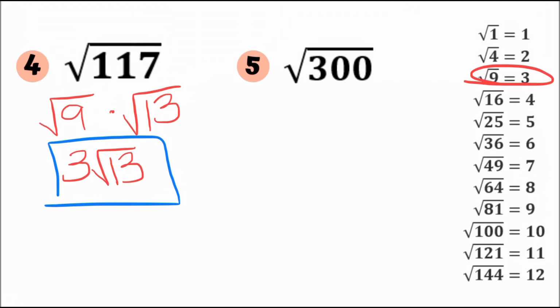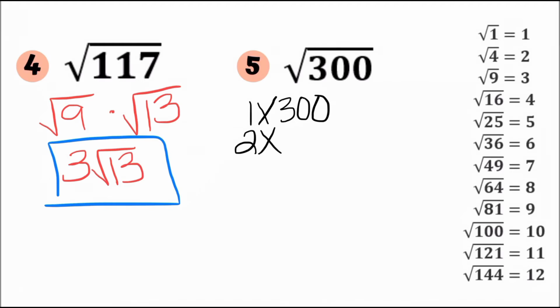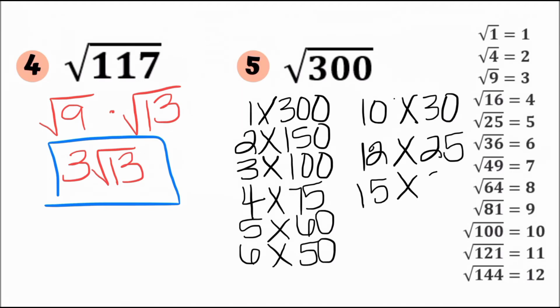Number 5, square root of 300. 300 is a larger number, so that means I'm going to have a lot more factors. What are the factors of 300? 1 and 300. 2 and 150. I'm looking to see which ones are perfect squares. I see 100. 1 is always a perfect square. Again, we're not going to use 1.